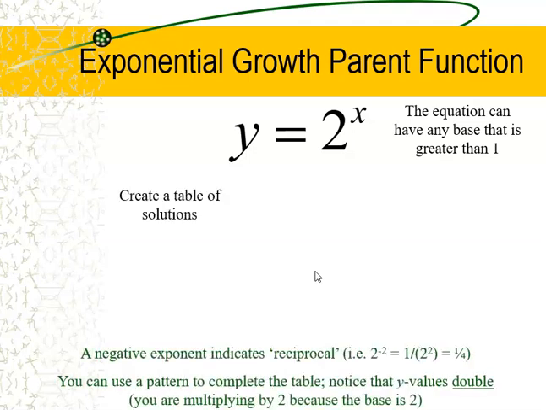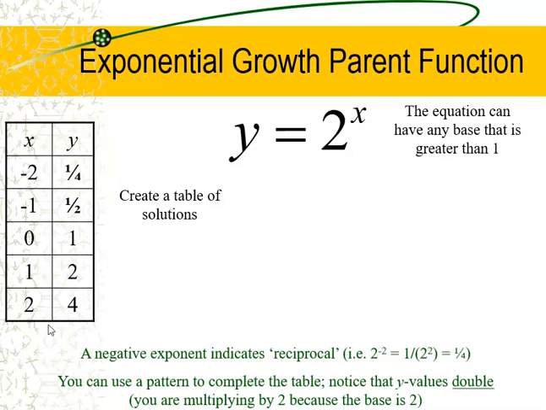So in the table, I am using the same 5 x values that we used for linear and for quadratic and for absolute value. And when you take 2 and raise it to the -2 power, we'll learn a little more about this later in the class, but that value is actually equal to 1/4. And I've got the calculation here for you if you want to see how that works. And then 2 to the -1 power is equal to 1/2. And then you'll notice the y values are doubling each time, which makes sense because you're multiplying by 2.